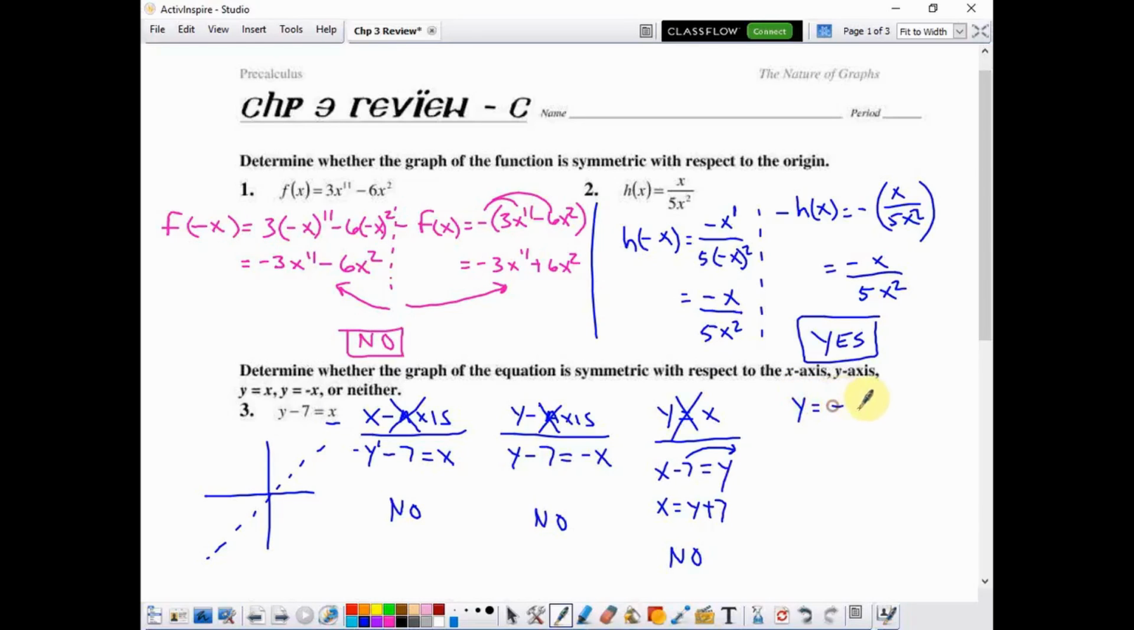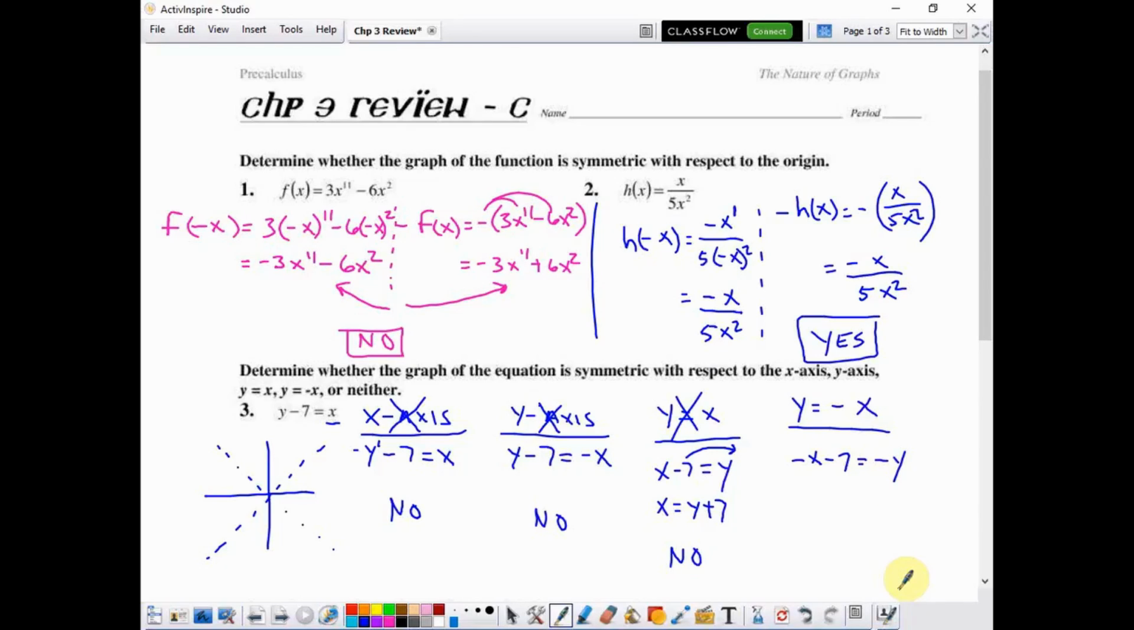The last one is y equals negative x. If there's symmetry with respect to the line y equals negative x, then for every point (x, y), you'll also see the point (negative y, negative x). So what that means is if there is symmetry about this line y equals negative x, then I can switch my x's and y's and give them opposite values. So y becomes negative x, and x becomes negative y.